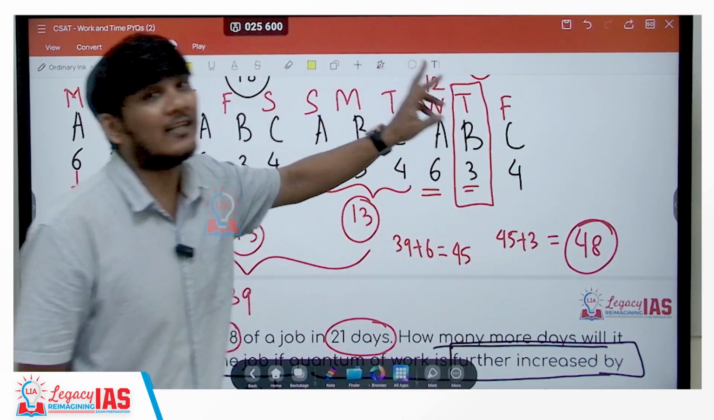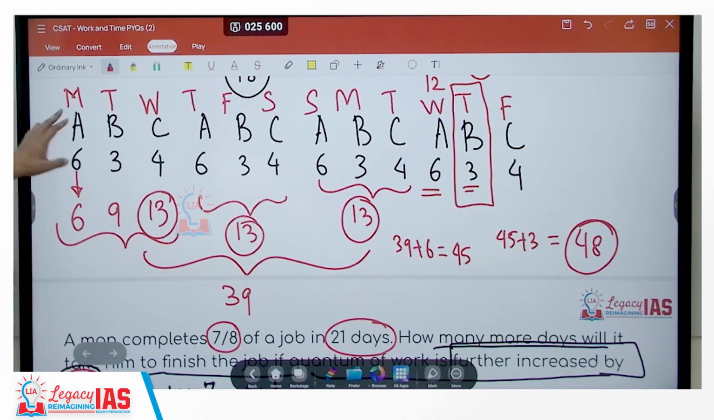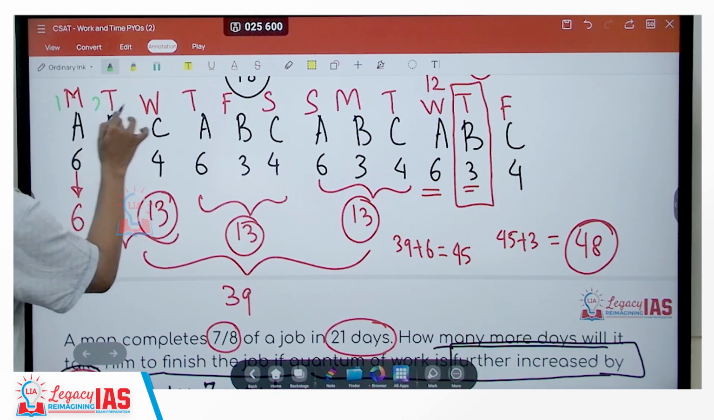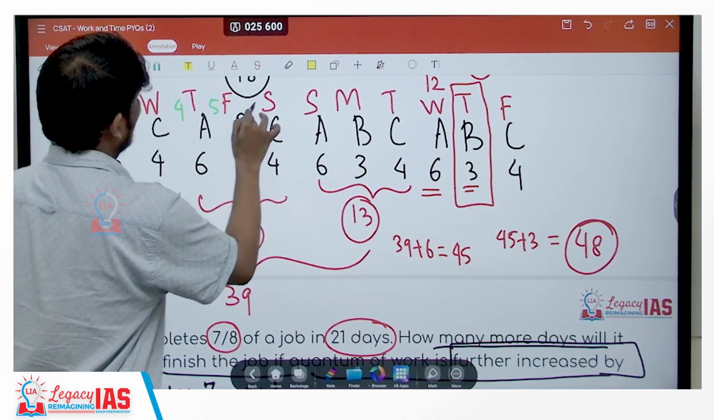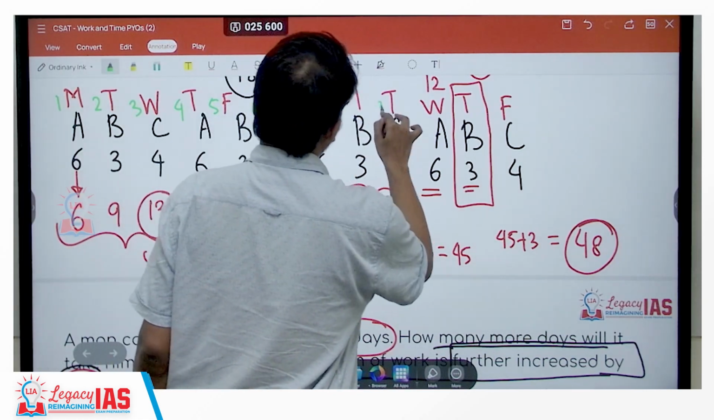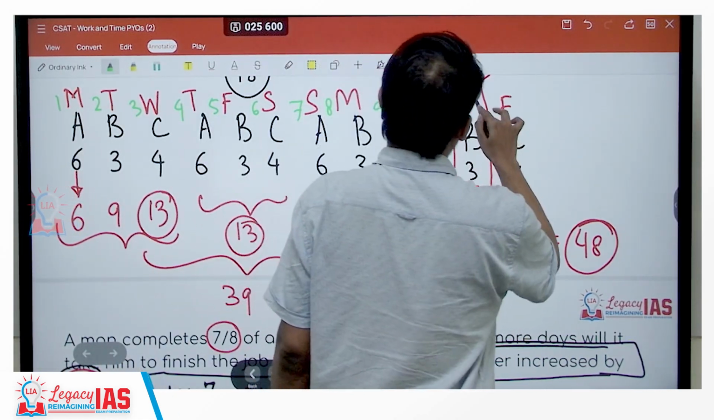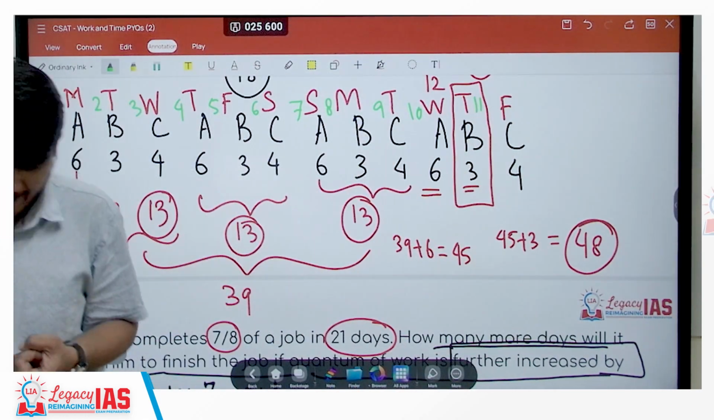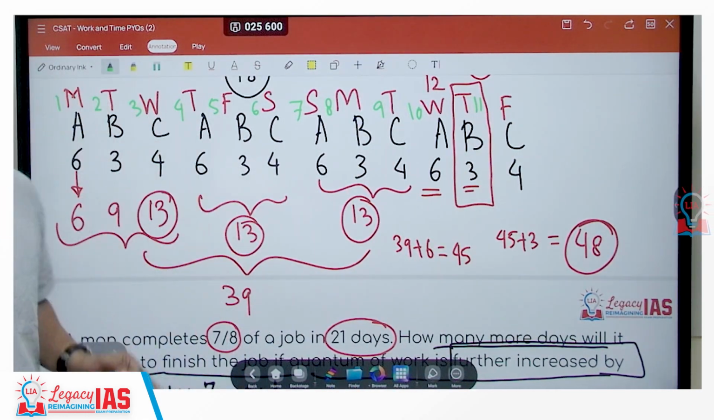And what is this day? Thursday. And how many days? Let's count the number of days. 1, 2, 3, 4, 5, 6, 7, 8, 9, 10, and this is the 11th day. So the work will be completed on the 11th day, and the day would be Thursday.